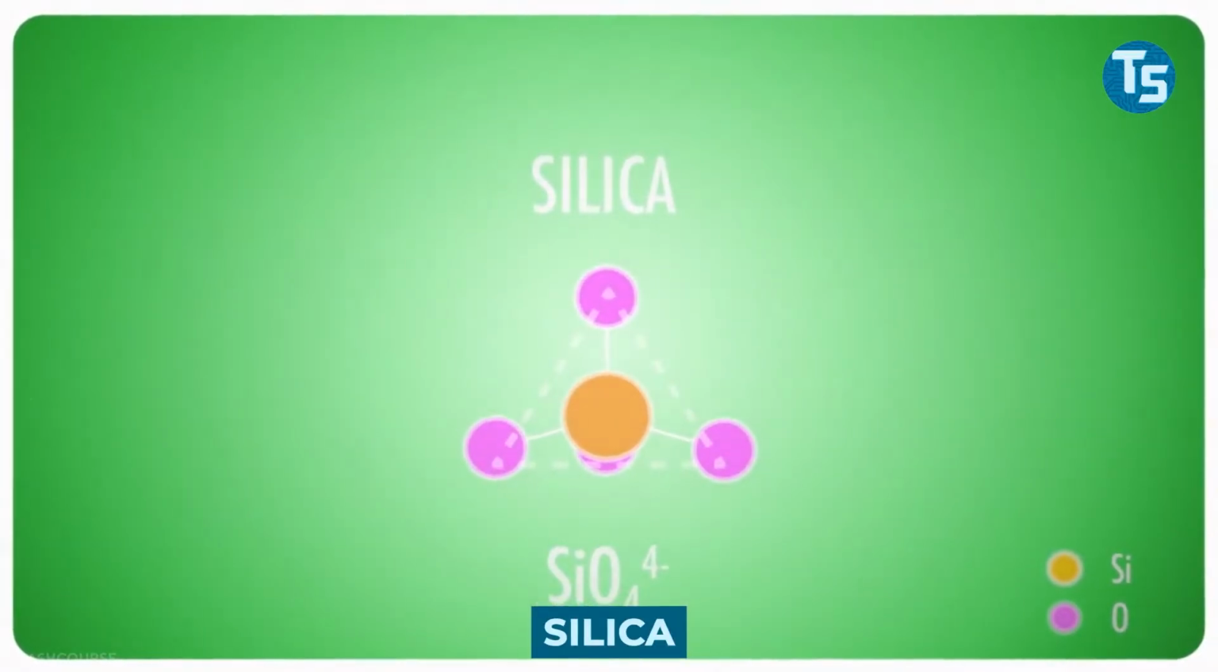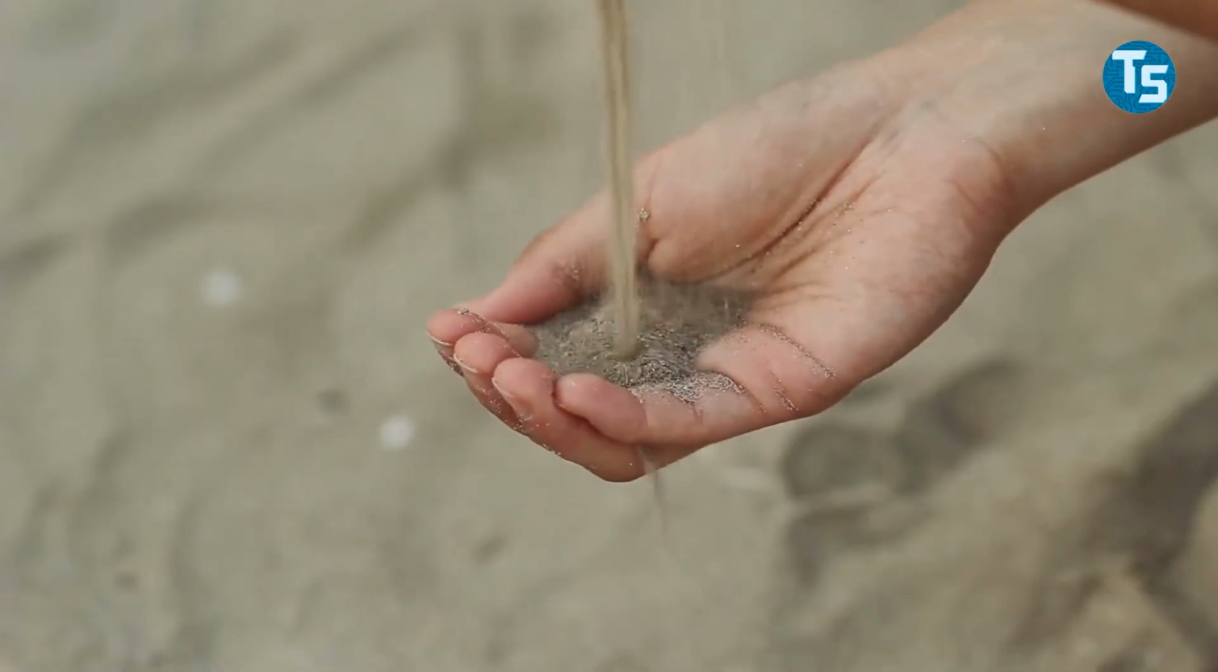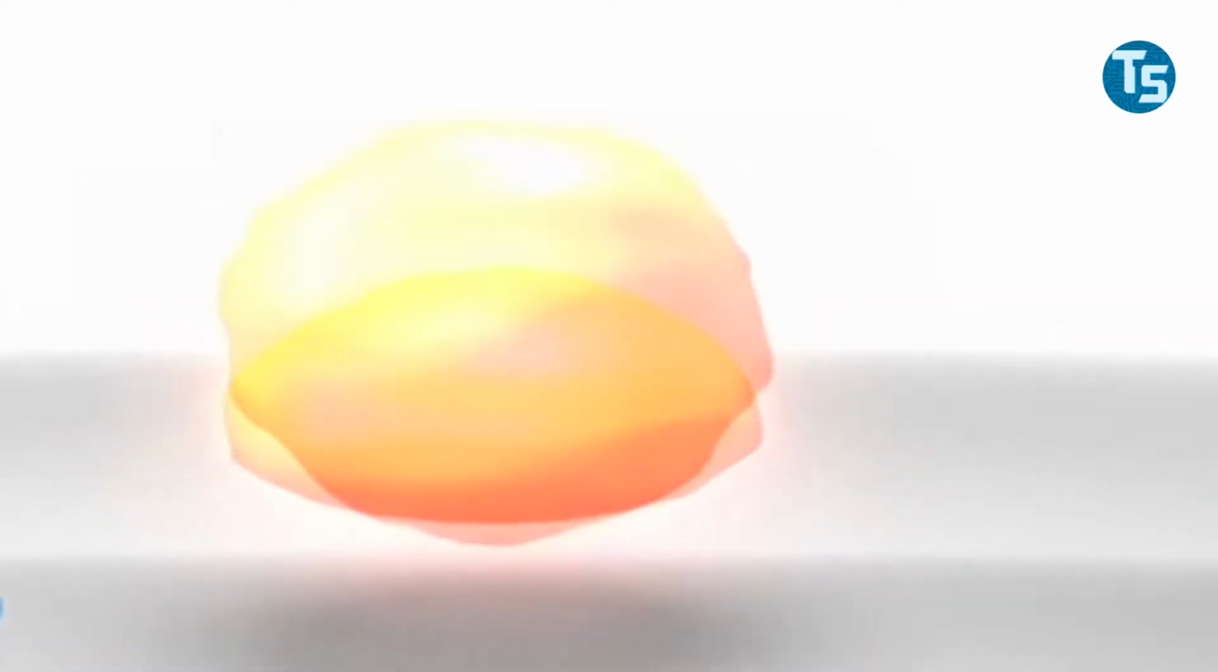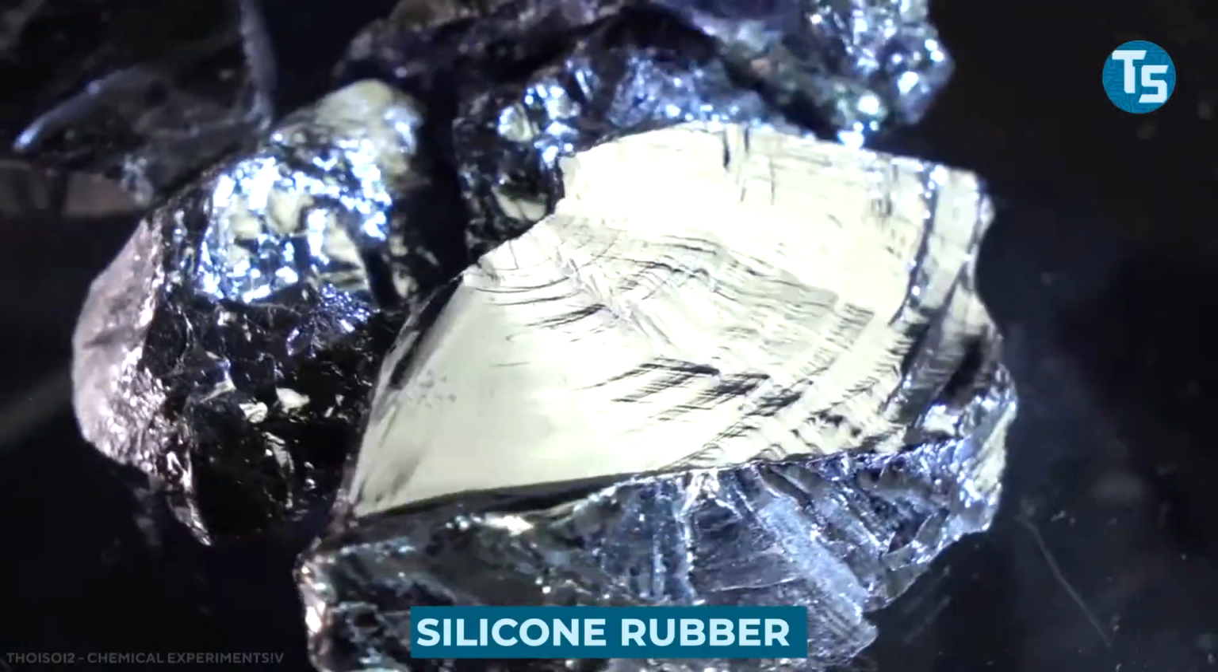Silicon is obtained from silica, which is derived from sand. The manufacturing of silicon is a multi-stage process with numerous steps. Because of this time-consuming procedure, silicone rubber is more expensive than natural rubber.